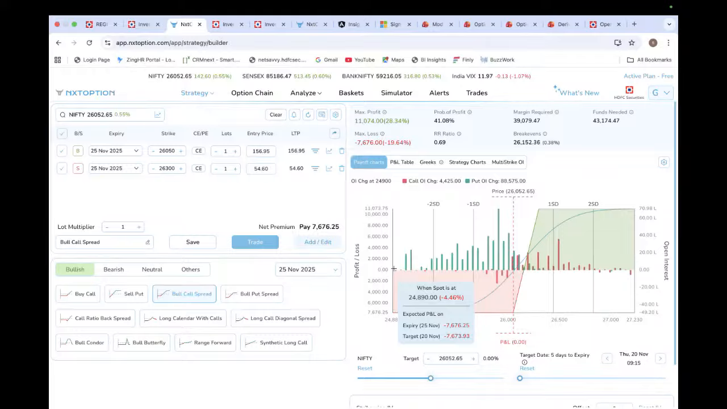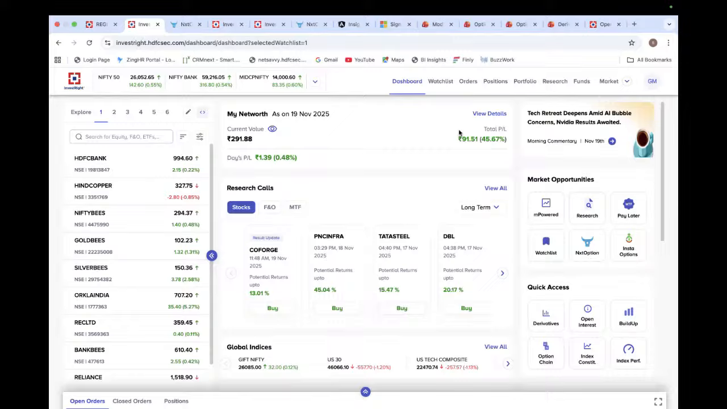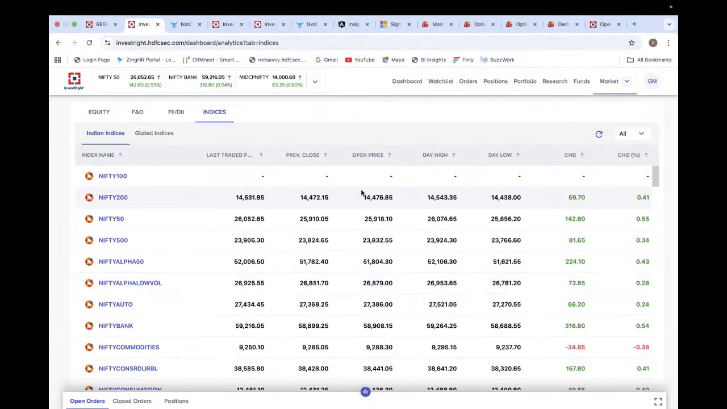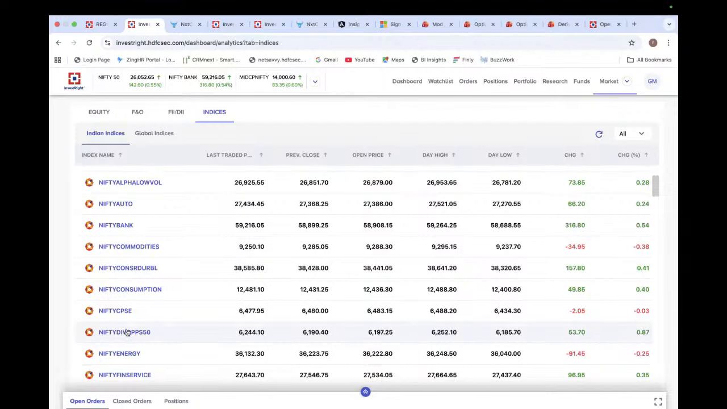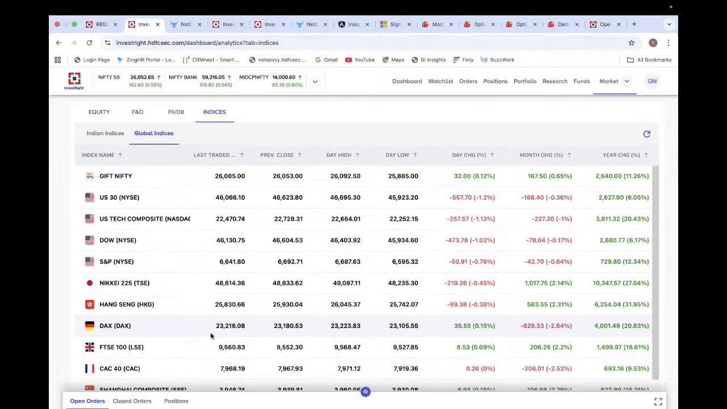HDFC Securities provides the international indices as well. So foreign markets, if you want to see what's happening over there. If you go into markets and indices, here you can find the Indian indices and the global indices. Let's say you are an active trader, you want to see what happened in the US market, what happened to Dow, what is happening in the Europe market, what happened in the Asian markets, and based on that you want to be prepared for the opening of the day. You can come here on the global indices and check in detail what has happened. So we provide these global indices also.